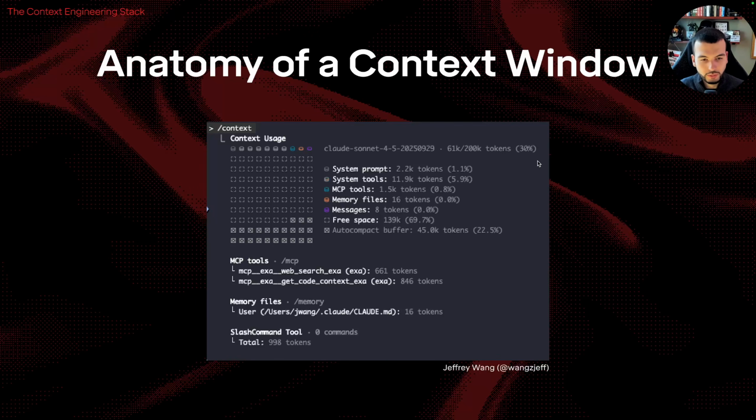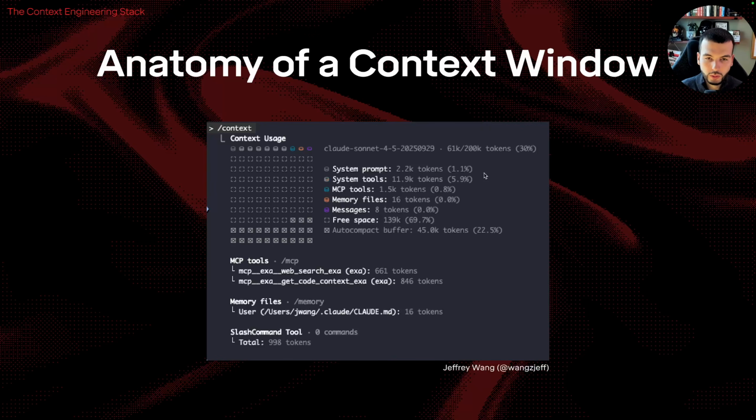Jeffrey Wang, who's the founder of Exa, tweeted this out yesterday, I believe. And they have this new UI where you can see what the context is made up of. So you basically have the system prompt, that is, you're a helpful assistant, blah, blah, blah. You have system tools, so what tool calls can the model make.